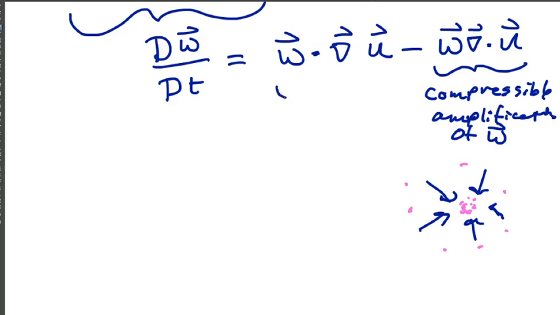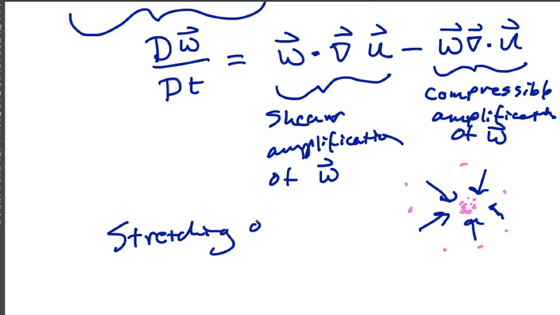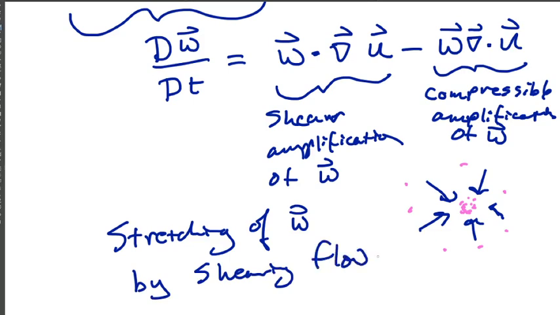What about this term here, this first term? This is omega dot grad u, and we call this the shear amplification of vorticity. This is vorticity that crosses the gradient of u, and this is stretching of vorticity by shearing flow. And these 2 are the major 2 classes of amplification that can occur.